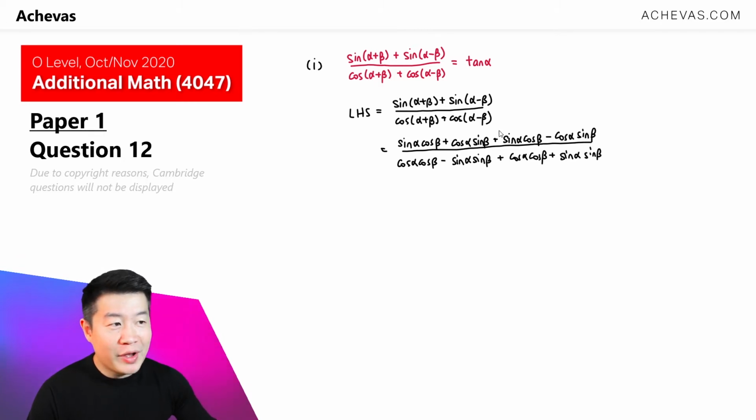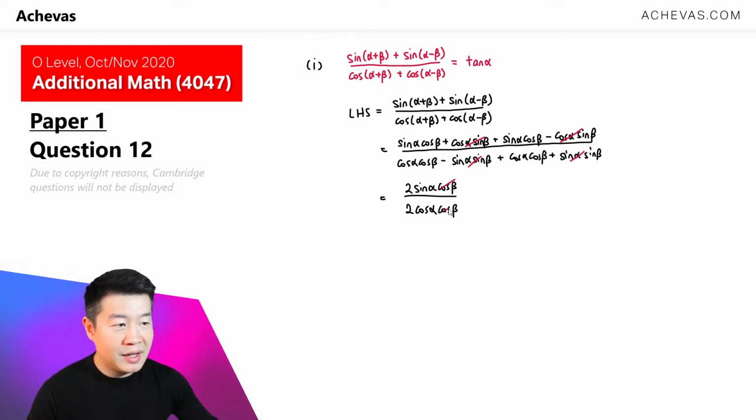It looks like very long expressions in the numerator and the denominator, but it can be very much simplified because this and this can be cancelled off, and this can be cancelled off. So in the numerator, we are going to be left with this plus this, which is 2 times sine alpha cosine beta. And for the denominator, this plus this is 2 cosine alpha cosine beta.